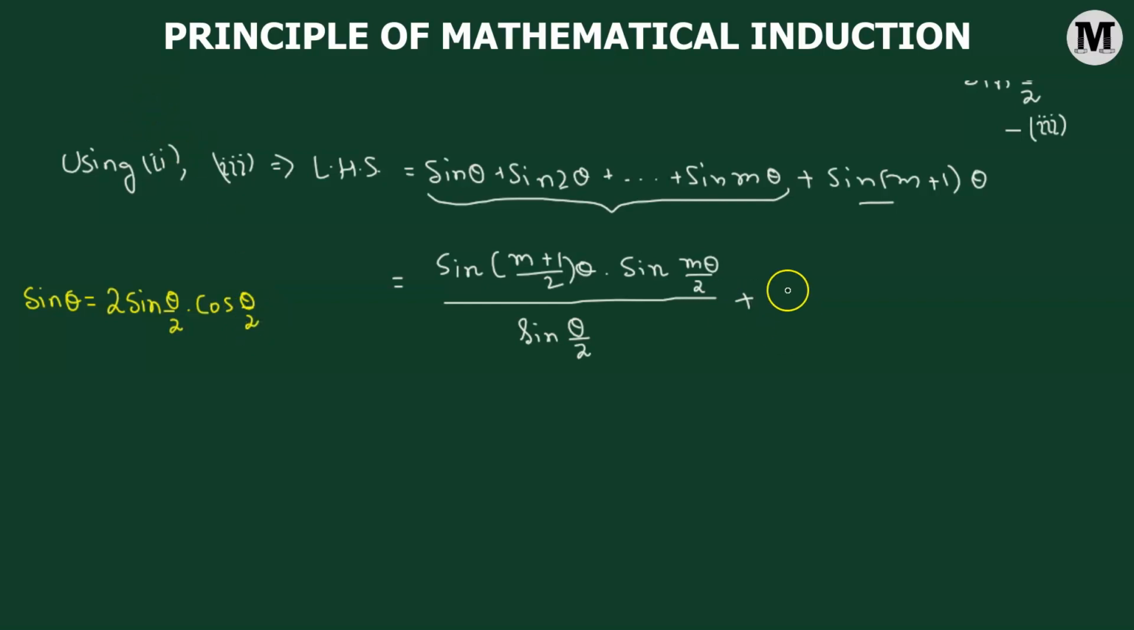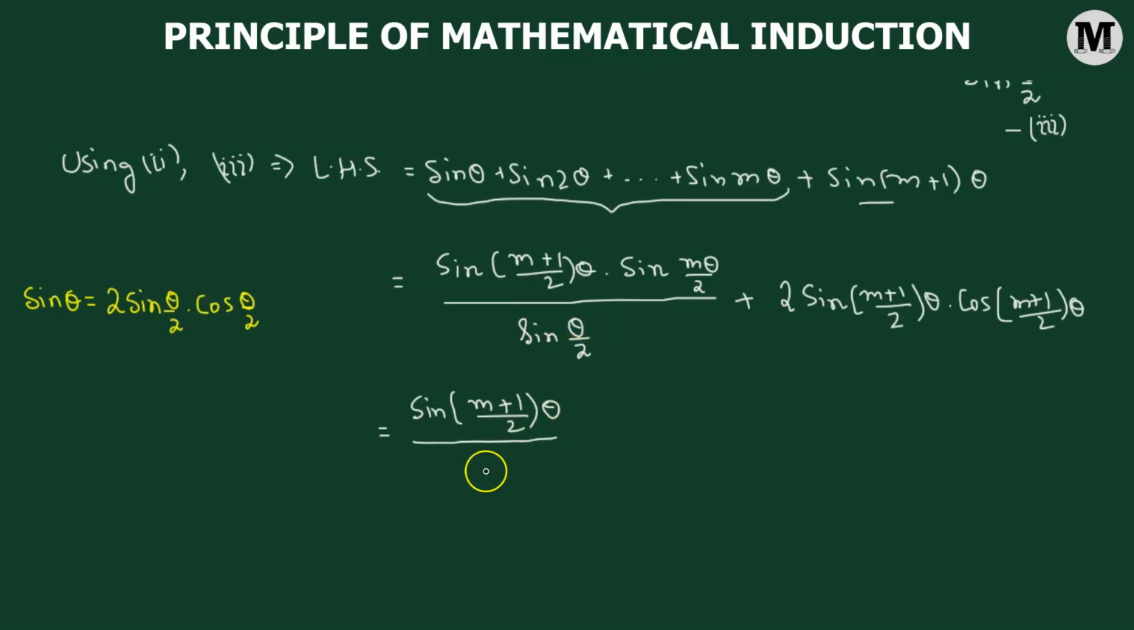So that means we now have 2 times sine of angle (m plus 1) over 2 times theta multiplied to cosine of the angle (m plus 1) over 2 times theta. The reason why we applied the half angle formula here is because now we can take sine of (m plus 1) over 2 times theta as a common factor from both of the two terms. So here we are taking this as the common factor, and also we're going to take the denominator as the common factor. So we have sine of theta over 2.